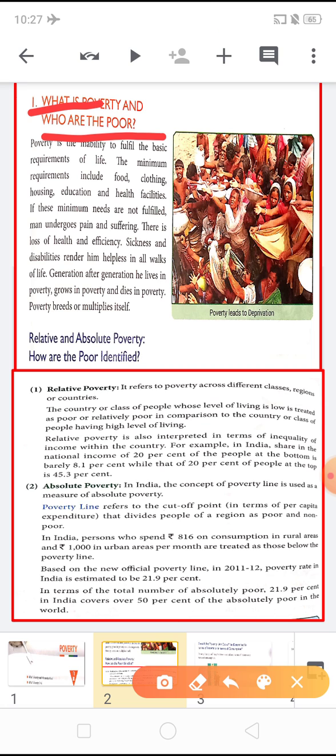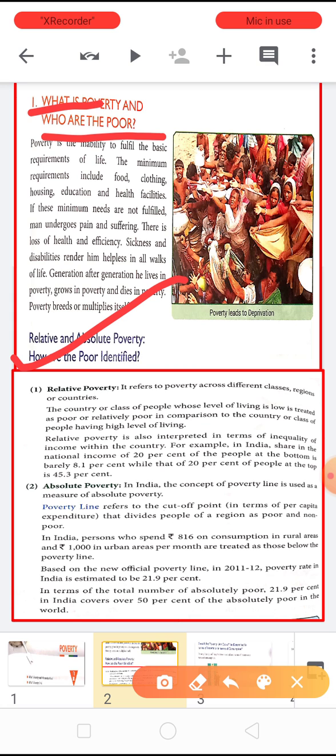Now I'm again coming back to the point, poverty and children. Poverty can be classified into two broad categories. The first one is relative poverty, and the second is absolute poverty. Now, what is relative poverty and absolute poverty?